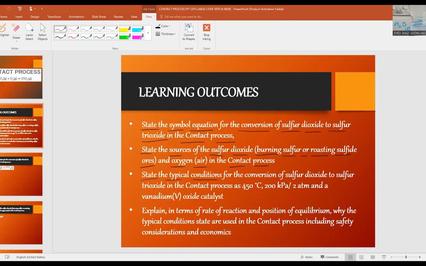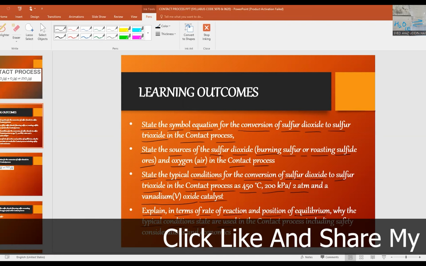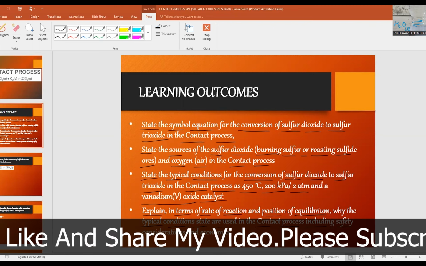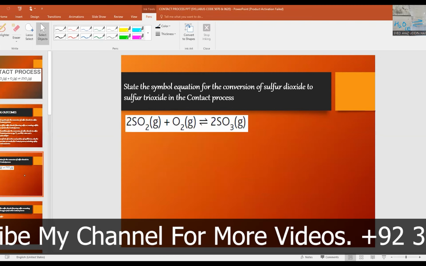State the typical conditions for the conversion of sulfur dioxide to sulfur trioxide in the contact process as 450 degrees Celsius, 200 kilopascal or 2 atm, and a vanadium 5 oxide catalyst. Explain in terms of rate of reaction and position of equilibrium why the typical conditions stated are used in the contact process, including safety considerations and economics.